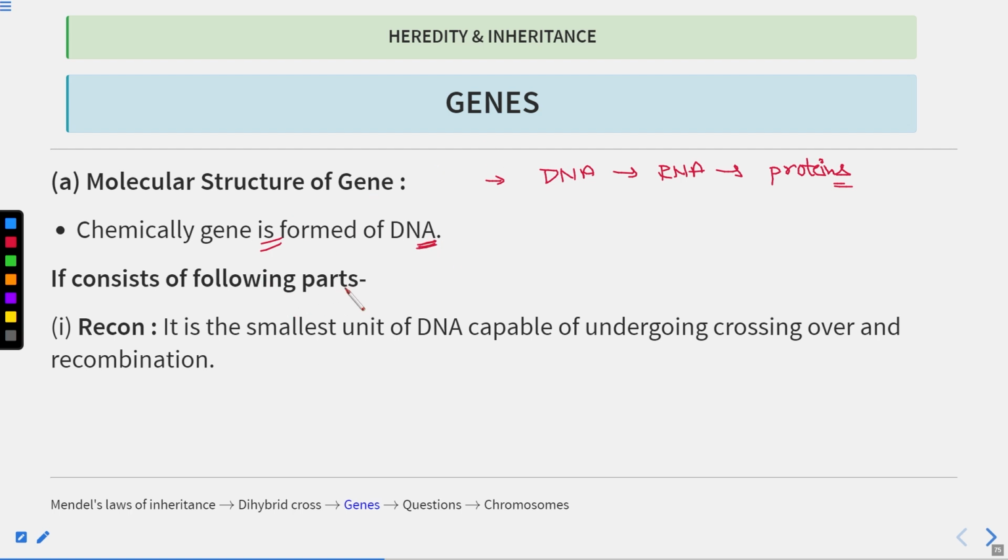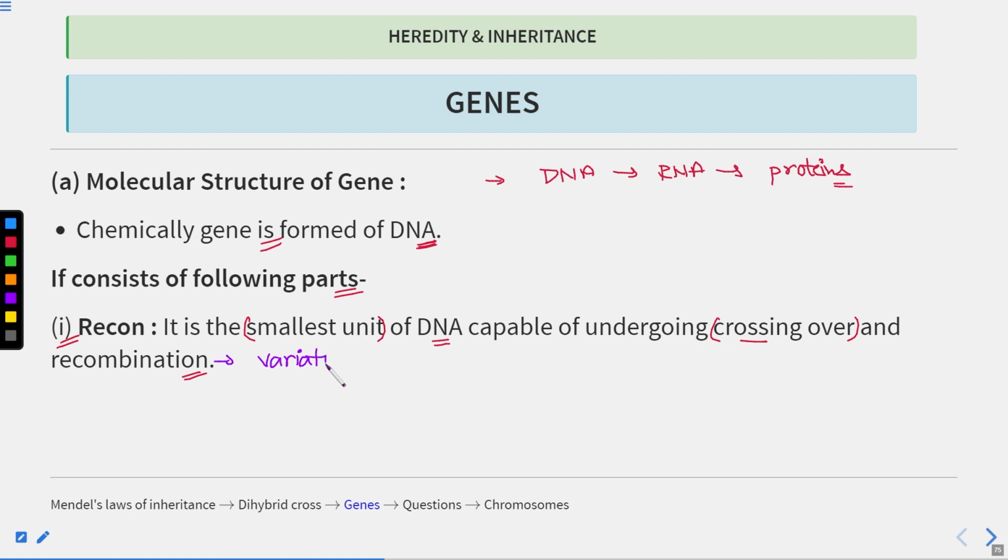Now it consists of the following parts. What are the parts of the gene? First is the recon. What is the recon? It is the smallest unit of the DNA capable of undergoing crossing over as well as recombination. This is known as a recon. Smallest unit of the DNA that is capable of undergoing crossing over and recombination. And because of this crossing over and recombination, what is produced? This is the source of the variation.